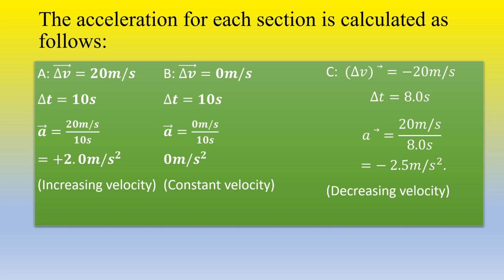Constant velocity. C. Change in velocity equals minus 20 meters per second. Change in time equals 8.0 seconds. Acceleration equals minus 20 meters per second over 8.0 seconds equals minus 2.5 meters per second squared. Decreasing velocity.